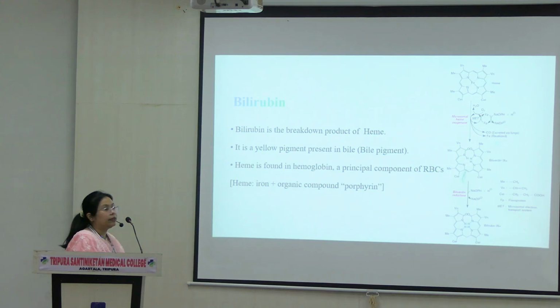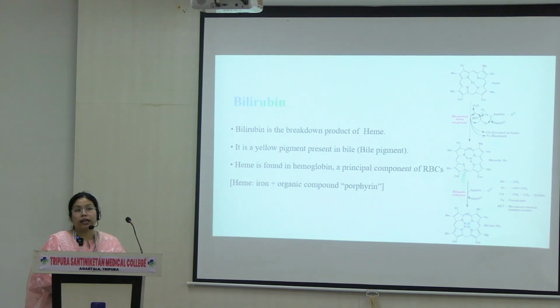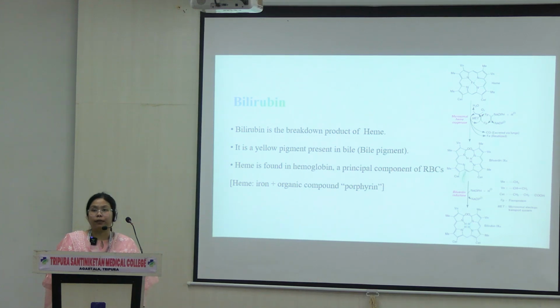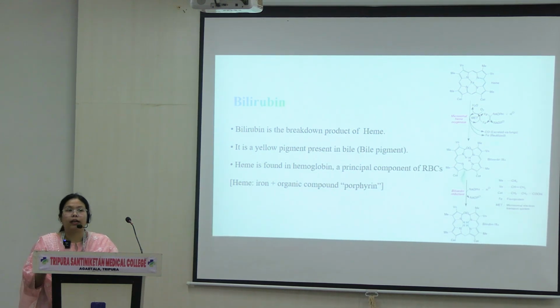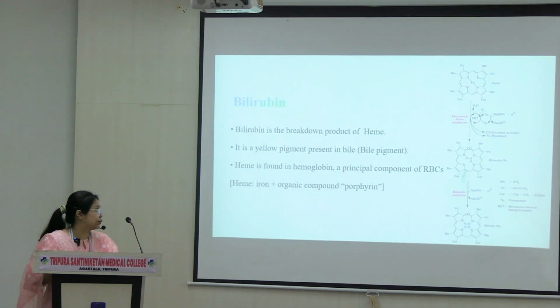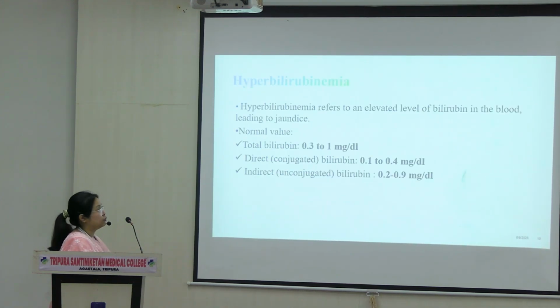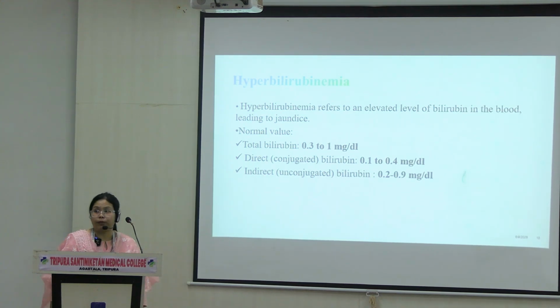So this bilirubin is a pigment and it's yellow in color. That is why whenever a person suffers from high bilirubin in the body or hyperbilirubinemia, there is yellowish discoloration of the skin and the sclera. And what is it called? It's called jaundice. Very good. So what is jaundice? Hyperbilirubinemia, whenever there is an elevated level of bilirubin in the body.